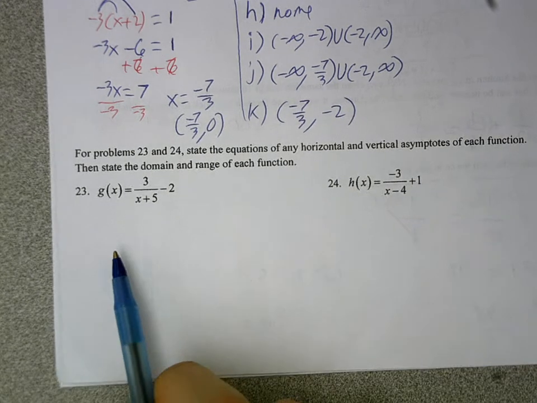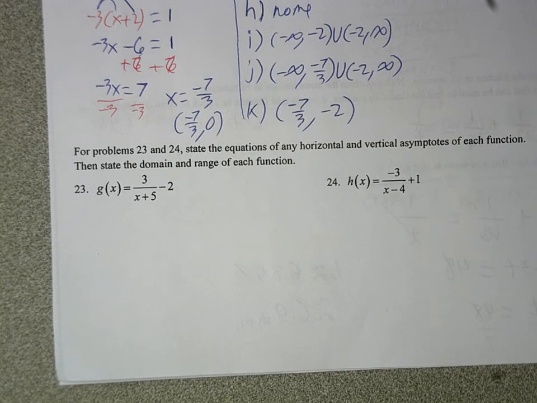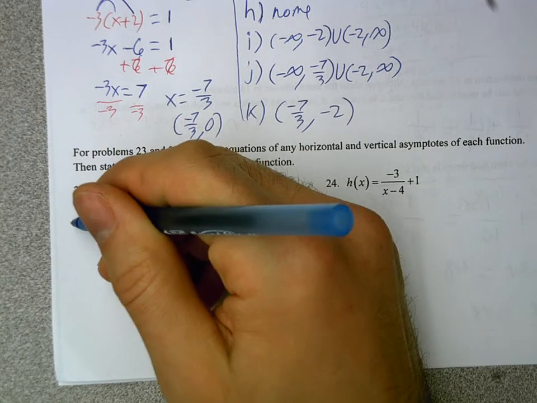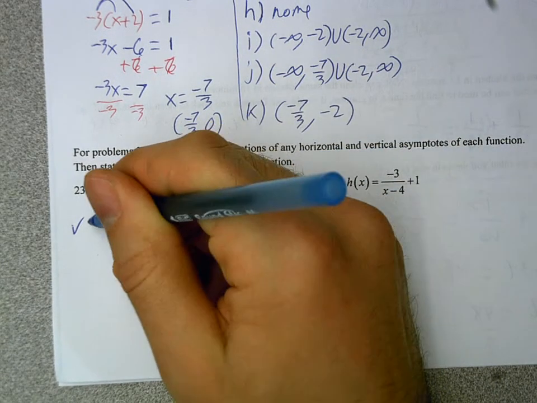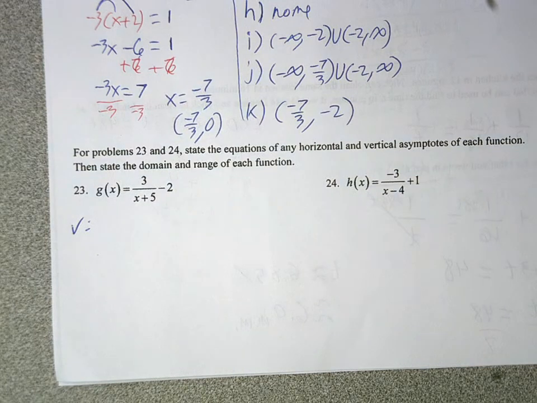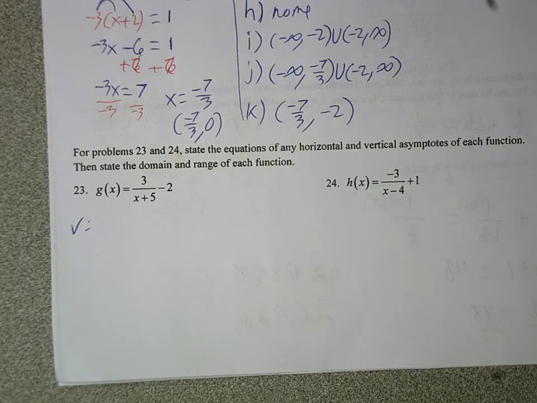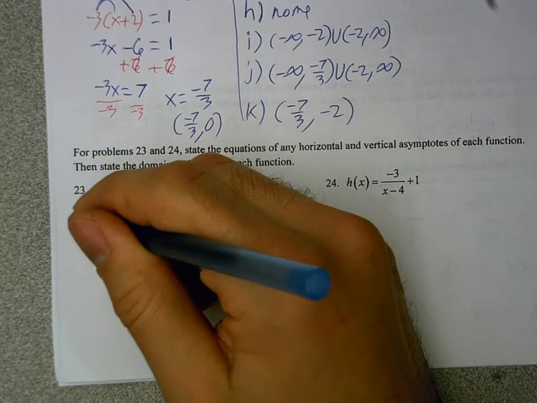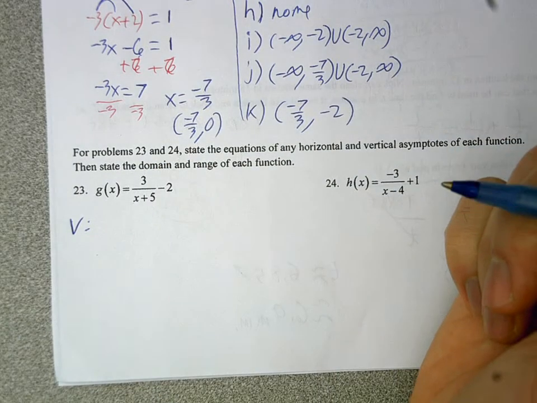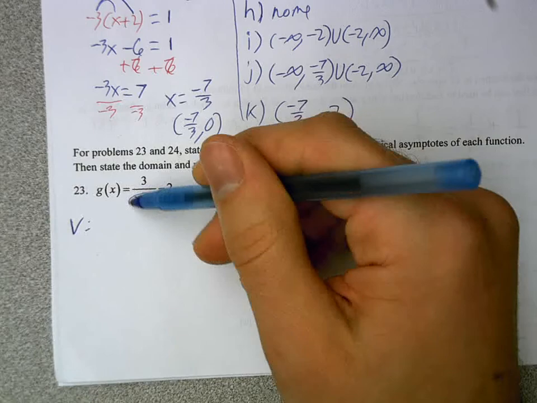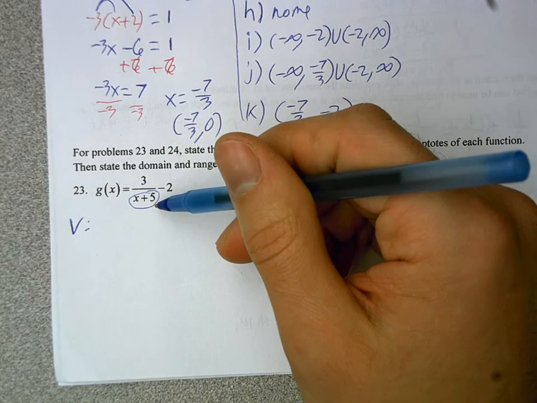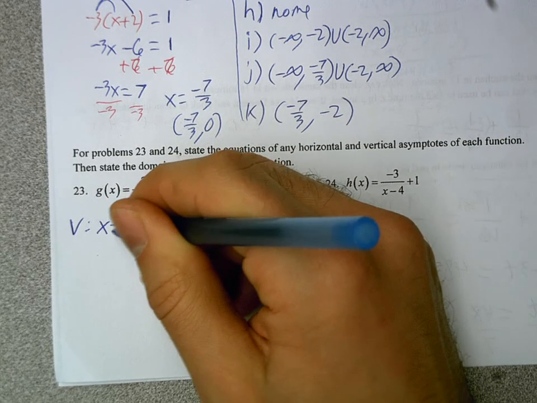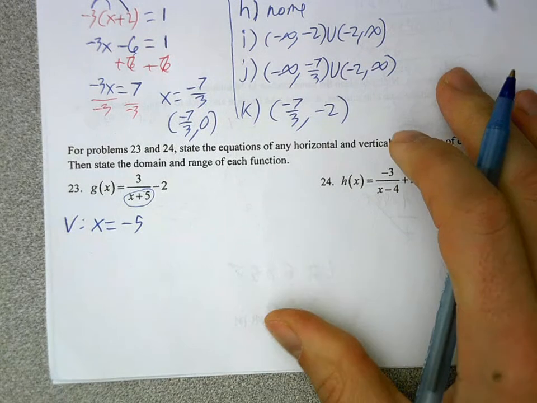Real fast though, on 23, let's get those horizontal and vertical asymptotes. Let's start with the vertical one. Sorry, going back and forth because of what I did with the other class. Alejandro, what'd you get for the vertical asymptote for 23? Okay, so what would make us divide by 0 here? So 5 plus 5 is okay. What's the opposite of 5? Right, so our vertical asymptote is x equals negative 5 because I can't plug negative 5 in.